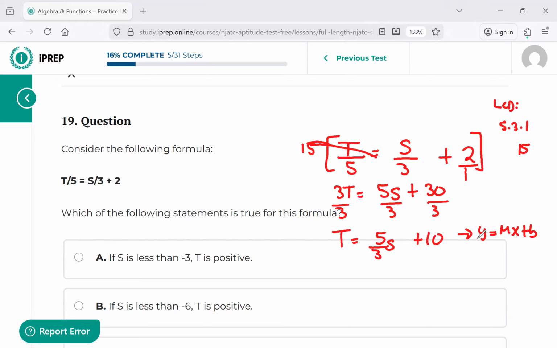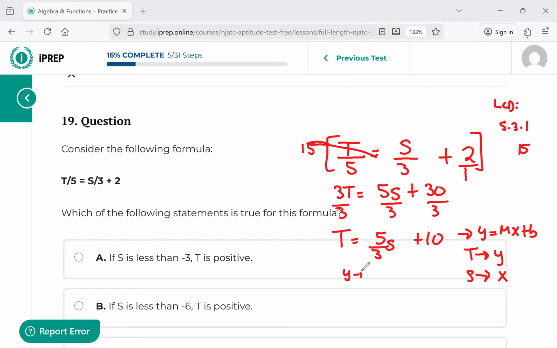So that's the next thing we need to know. You need to know your axis. So my t is really like your y, because we're going to graph it on a Cartesian plane. And my s is really like my x. Okay. So how am I going to graph this? I'm going to graph it by finding the y-intercept and the x-intercept.